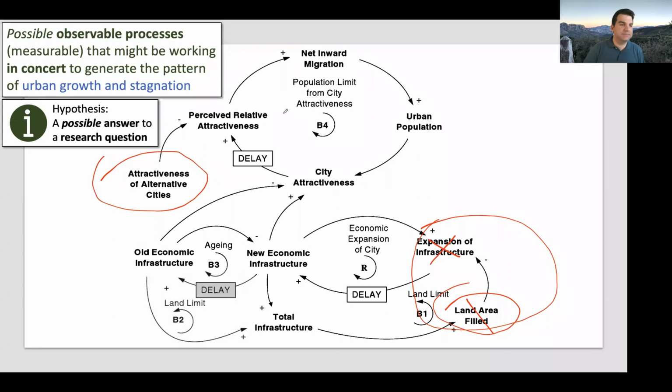So again, these are possible observable processes that might be working in concert to generate growth and stagnation. This together is a potential hypothesis to the question of what causes growth and stagnation. We could say, well, here, this is what we think is going on in every city.